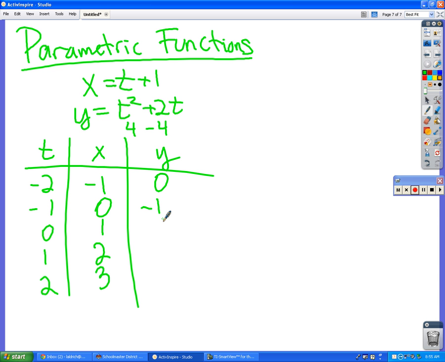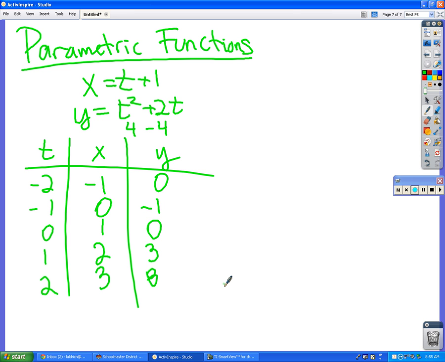Then after that, you get 0. And then you get 1 plus 2 is 3. And then if you plug in 2, you get 4 plus 4, which is 8.